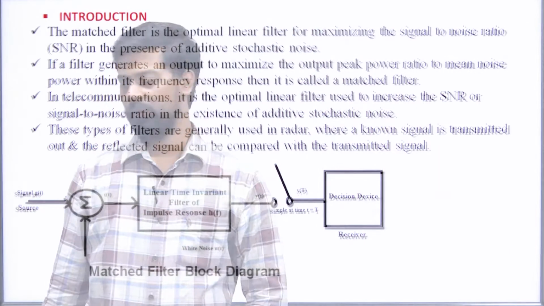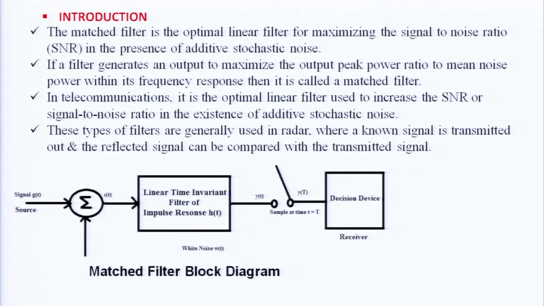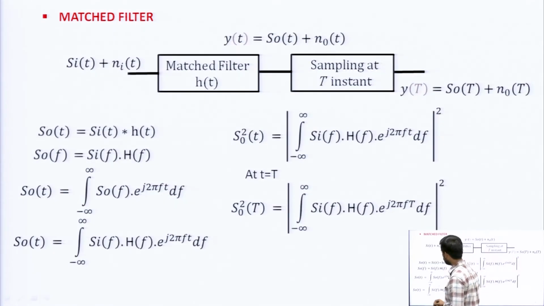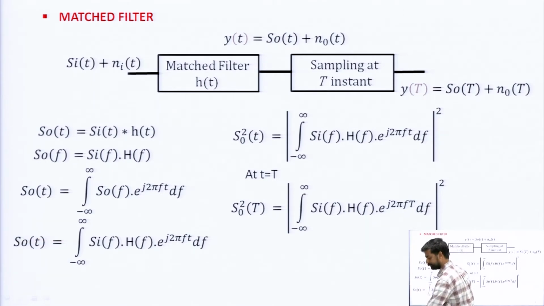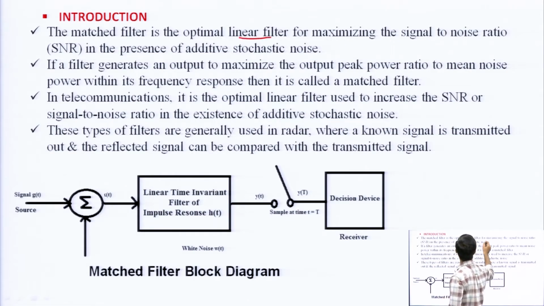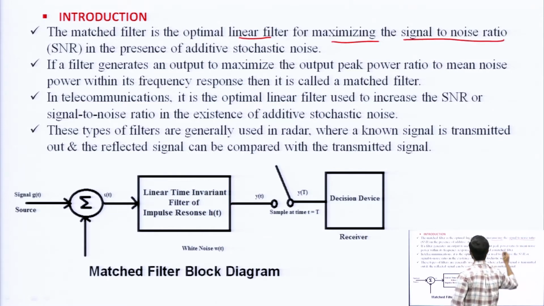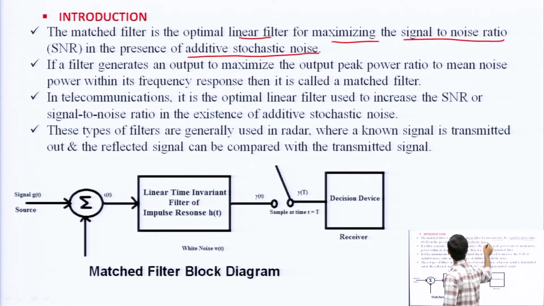So, the matched filter, this is the proper definition. The matched filter is the optimal linear filter for maximizing the signal to noise ratio in the presence of additive stochastic noise or additive white Gaussian noise. If a filter generates an output to maximize the output peak power ratio to mean noise power within its frequency response, then it is called a matched filter. This is another type of definition.